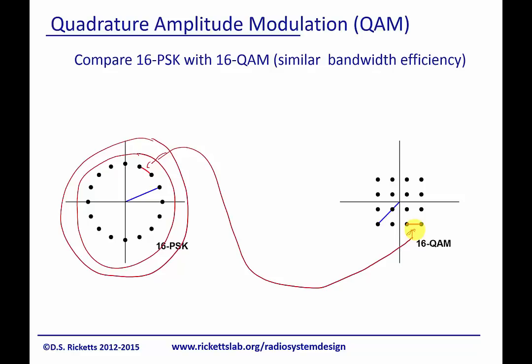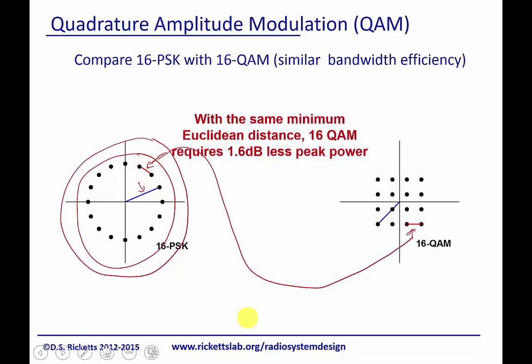But if you run through the math, it turns out that this amplitude here, to get this separation, is 1.6 dB less power in QAM than it is in 16 PSK. That has to do with the fact that the distance between any two points here is the same as in 16 PSK, but the peak to get to the corner is smaller than this peak. So here's a great example where they both have the same bandwidth because we're transmitting at the same period T.